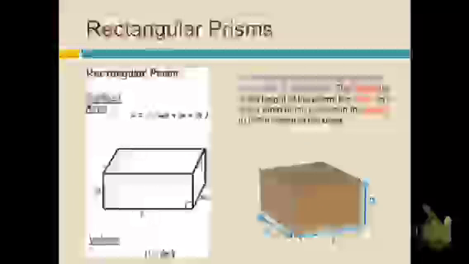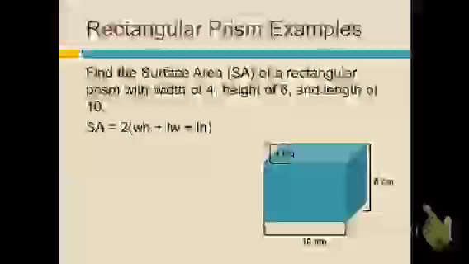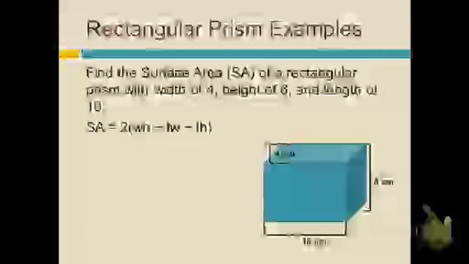A rectangular prism is a shape that we often think of as a box, but it can be described as a stack of rectangles. So a rectangular prism has 3 dimensions: a height, a width, and a length. To find the surface area of a rectangular prism, we're really finding the area of each of the 6 sides and adding them together. So the formula is surface area equals 2 times the quantity, width times height, plus length times width, plus length times height.